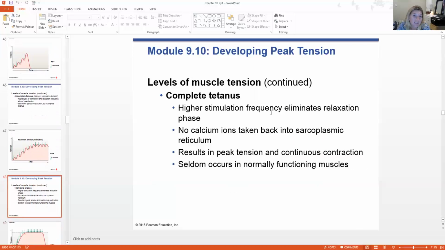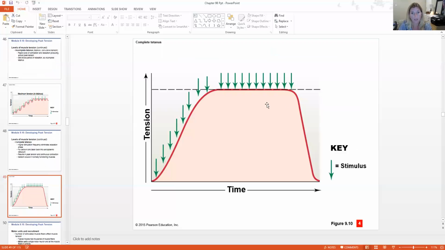Then you get complete tetanus, where there is a very high stimulus frequency and there's no relaxation phase at all. So no calcium ions are taken back into the sarcoplasmic reticulum. They're kept there, and the myosin heads just keep going and going and going. So this is peak tension being developed, continuous contraction. Doesn't usually occur in our normal functioning muscles, but it can.